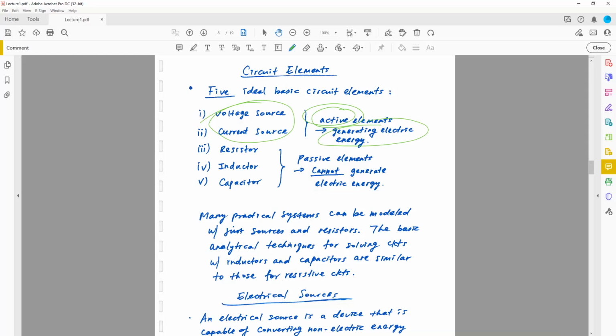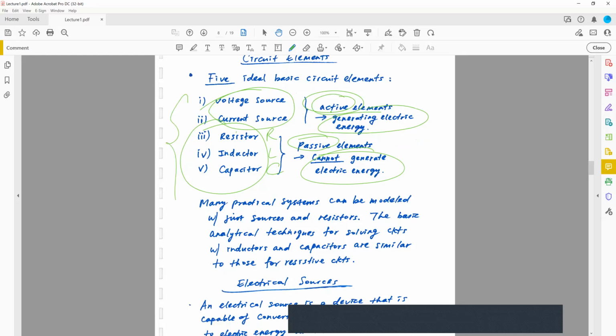Since we are talking about electronic circuits, we use electric energy in this context. The next group, 3, 4, and 5, are resistor, inductor, and capacitor, RLC. These elements are considered passive: elements that cannot generate electric energy. One type is active, with the ability to generate electric energy, and the other type is passive, with no way to generate electric energy. They're very different, active and passive.